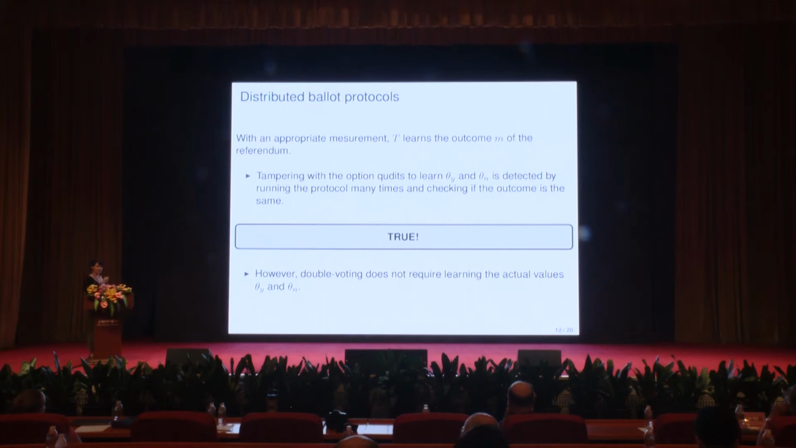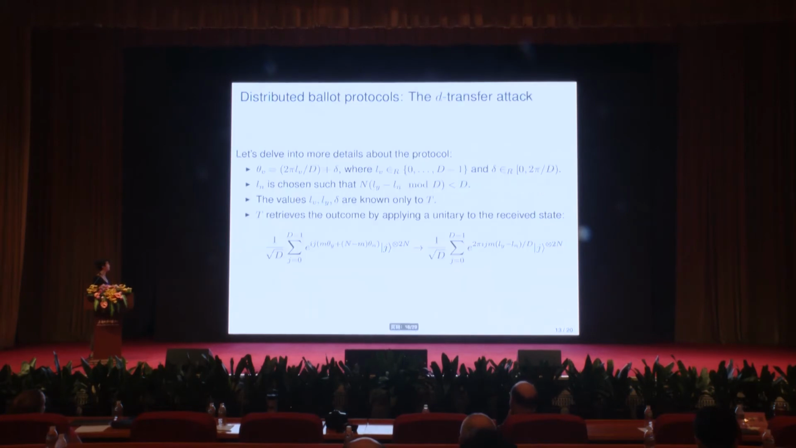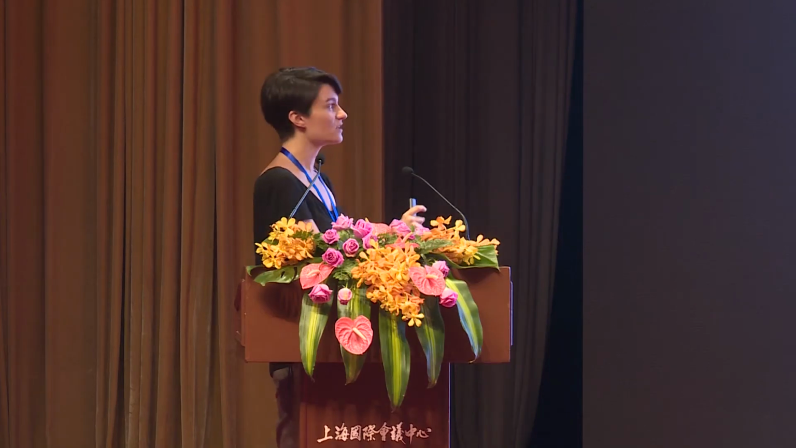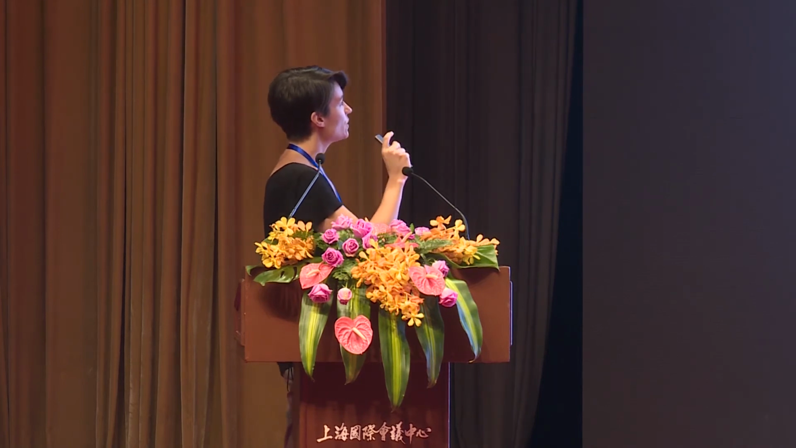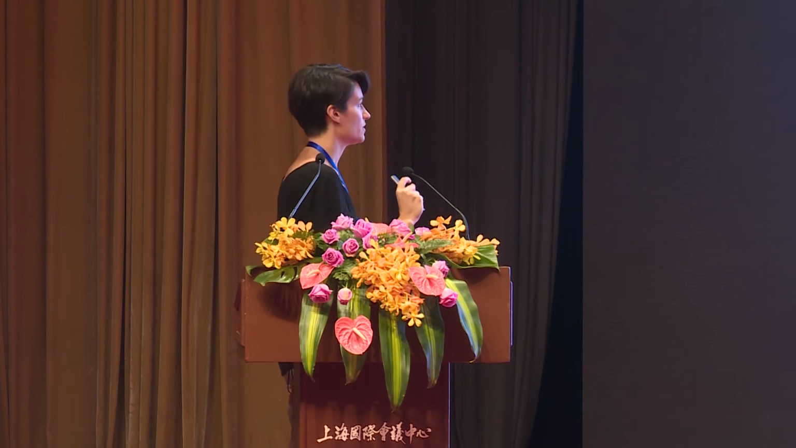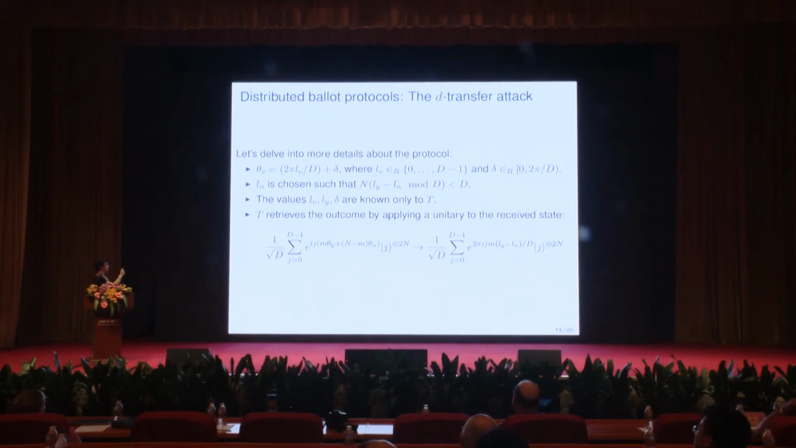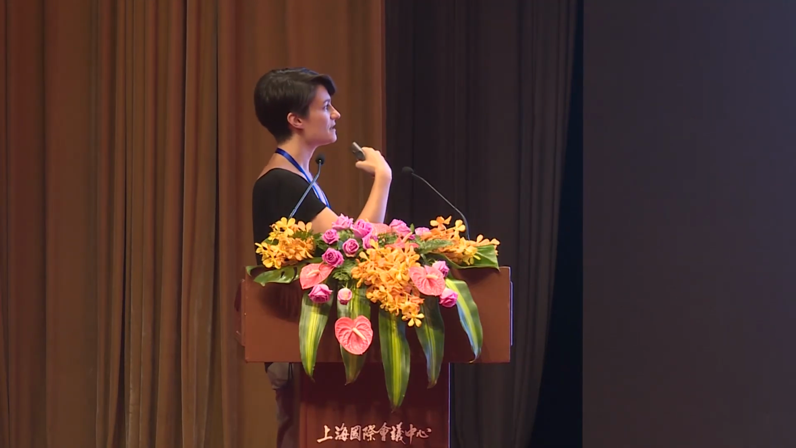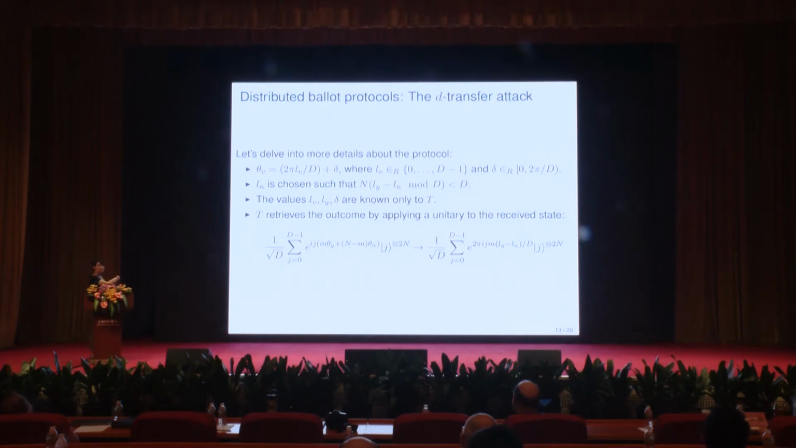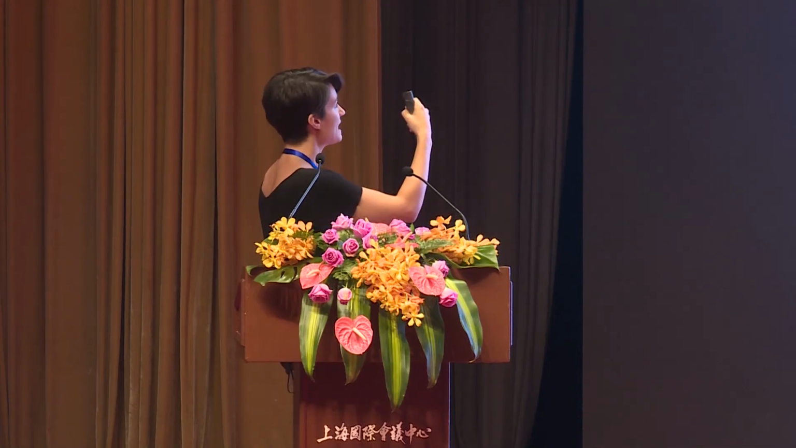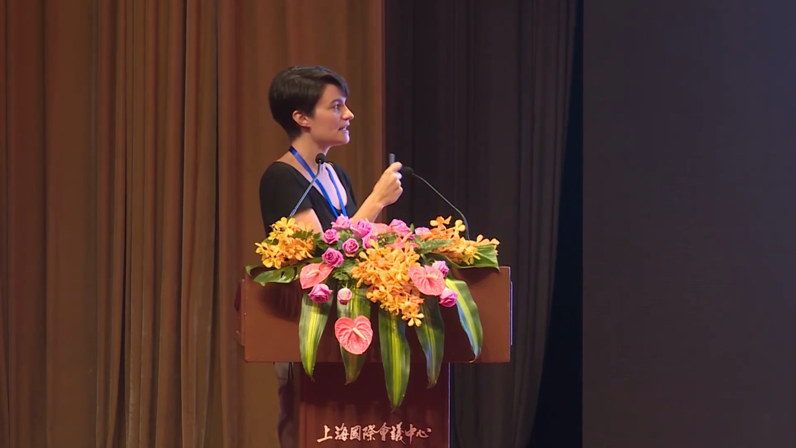But what we have found by checking the protocol in a bit more detail is that you don't really need to find out the exact parameters of the option qubits. What we need to find is something different. You need to find the difference between these two parameters because of the way these parameters are defined. At the end, when the tallyer gets back all the qubits and does his specific correction, the form he has in the exponent is this theta_y minus theta_n. This difference comes from theta y minus theta n, and it's different from learning the exact values.